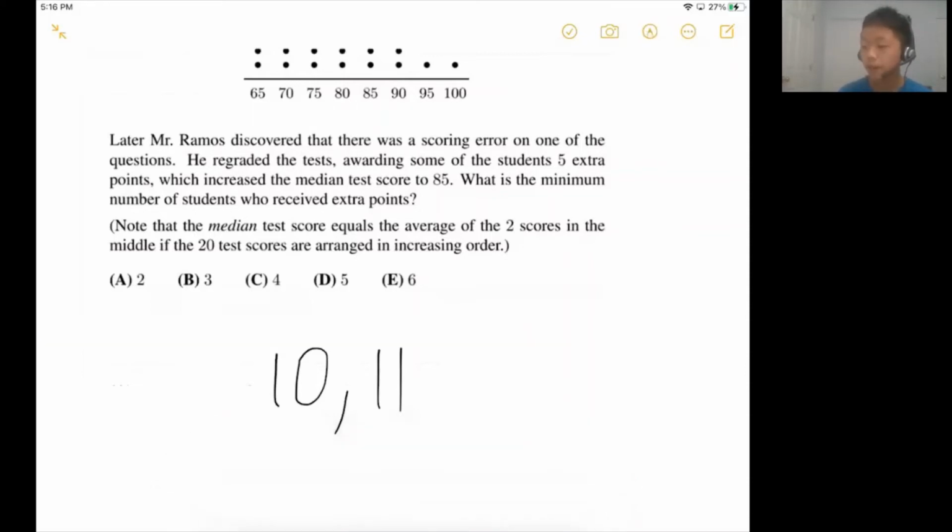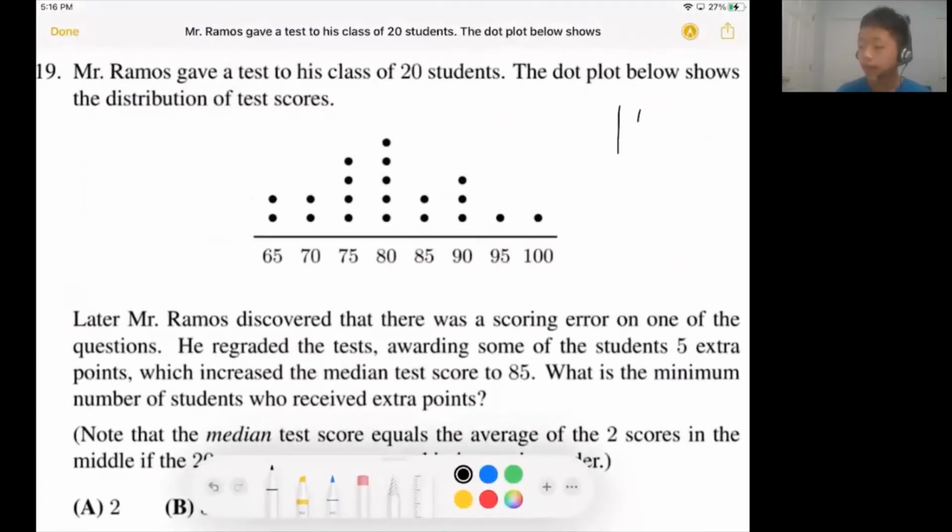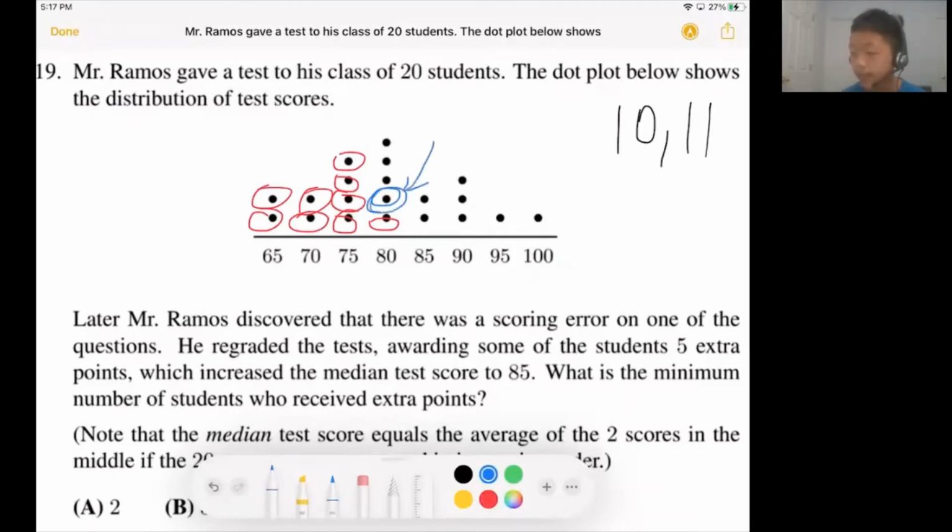So if you were to look at this dot plot, let's try to focus on where the 10th and the 11th scores are. Before Mr. Ramos discovers this scoring error, we see that we have 1, 2, 3, 4, 5, 6, 7, 8, 9, 10. So right now, let me color in a different color, this blue dot represents the 10th score. But notice that as of now, before Mr. Ramos discovered his error, the median right now is 80, but that's not good because we need the median to be 85.